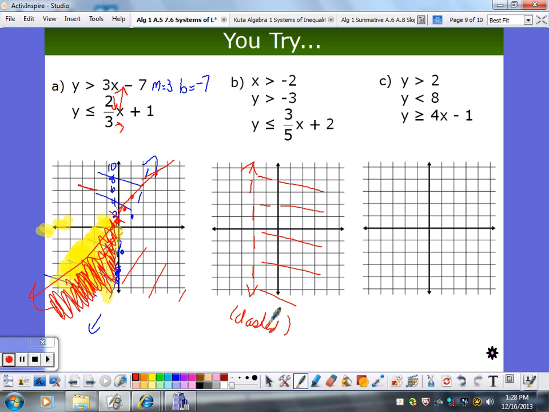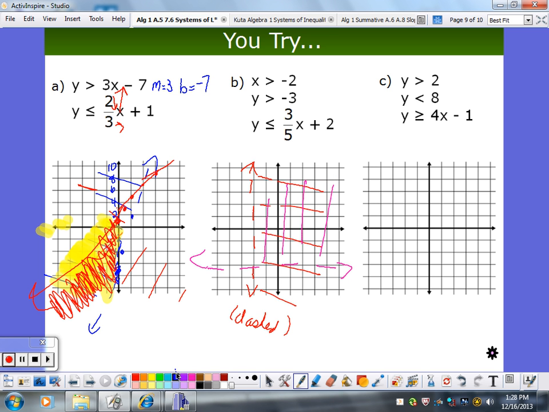Y has to be greater than negative 3. This one. 1, 2, 3. And that's also dashed. And so when I'm drawing this, notice how I didn't even go over here? Because I already know that's not going to be in the solution, so I didn't even shade there. I shaded where I could see the solution. Sometimes that makes it a little bit easier too.